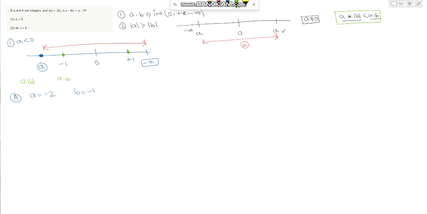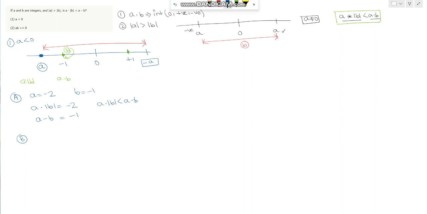So B is equal to minus 1, and the product A into mod of B is the same as the value of A, that is minus 2, while the difference of A and B is 1 unit less, kind of negative, or 1 unit positive than the value of A, which is nothing but minus 1. So in this case, A into mod of B is less than A minus B.